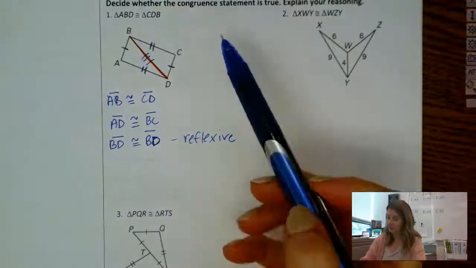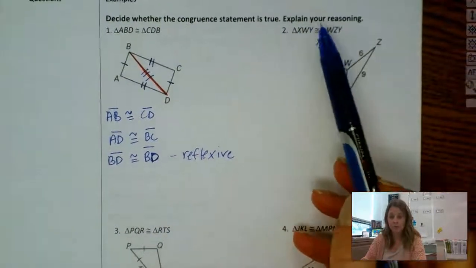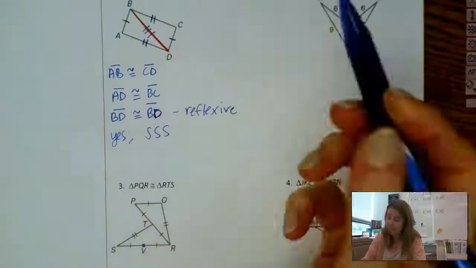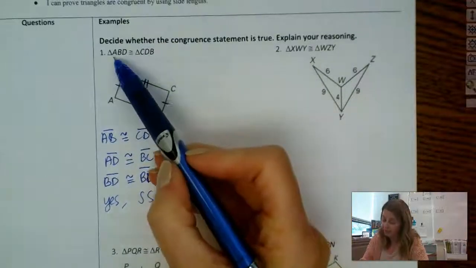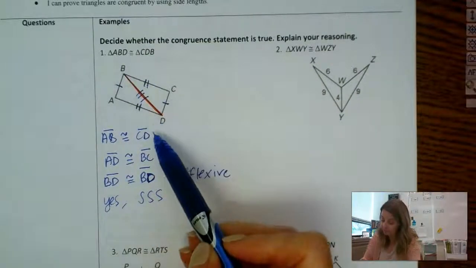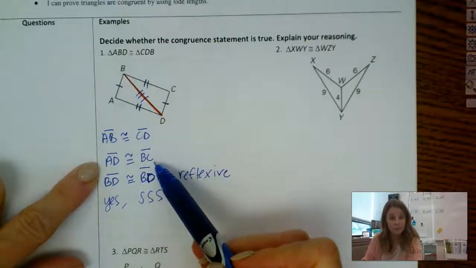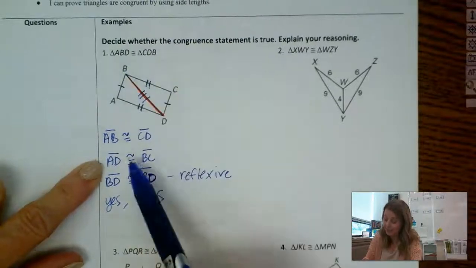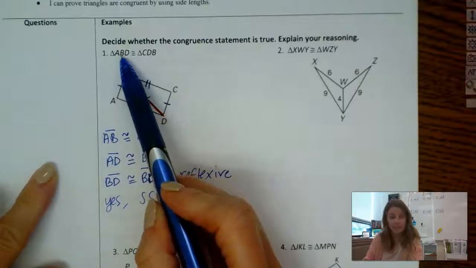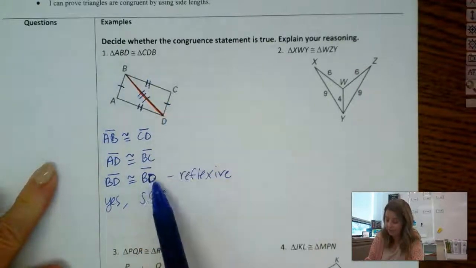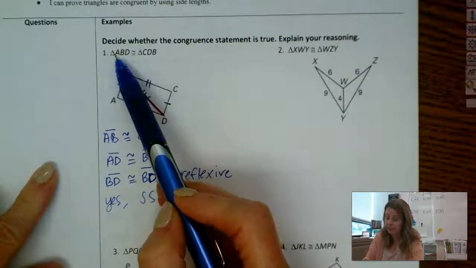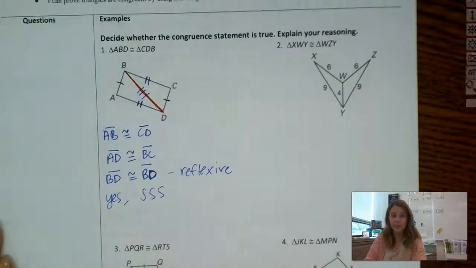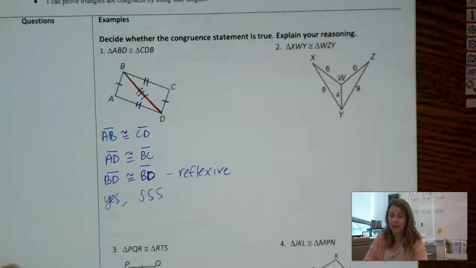So when it says here, decide whether the congruent statement is true, explain, I'm going to say yes by SSS, but let's check the ordering. So is AB congruent to CD? I've got AB and CD. The second and third, BD, DB. Well, that's my reflexive. How about the first and last, AD, CB? And I've got AD and CB right here. So yes, these triangles are congruent by SSS, and that ordering is correct.